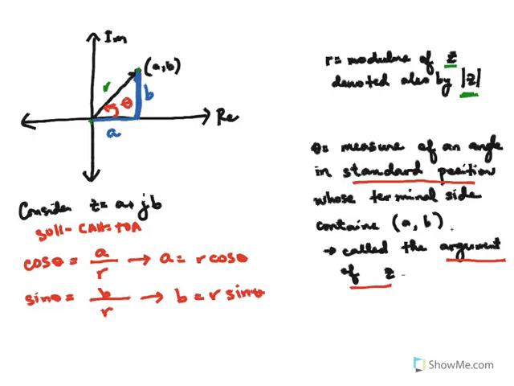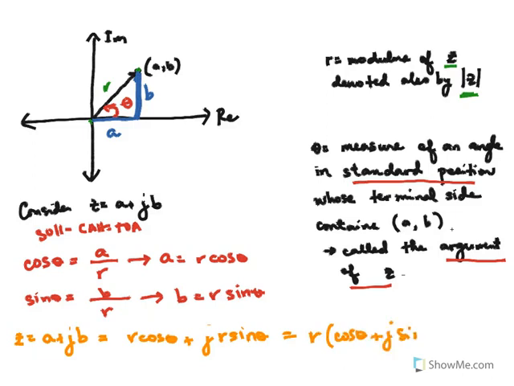So from the standard rectangular form, Z equals A plus JB, I can replace A by R cosine theta, and I can replace B by R sine theta. So from this expression, R is factorable, so you can have R times cosine theta plus J sine theta. This is now the polar form of your complex number.